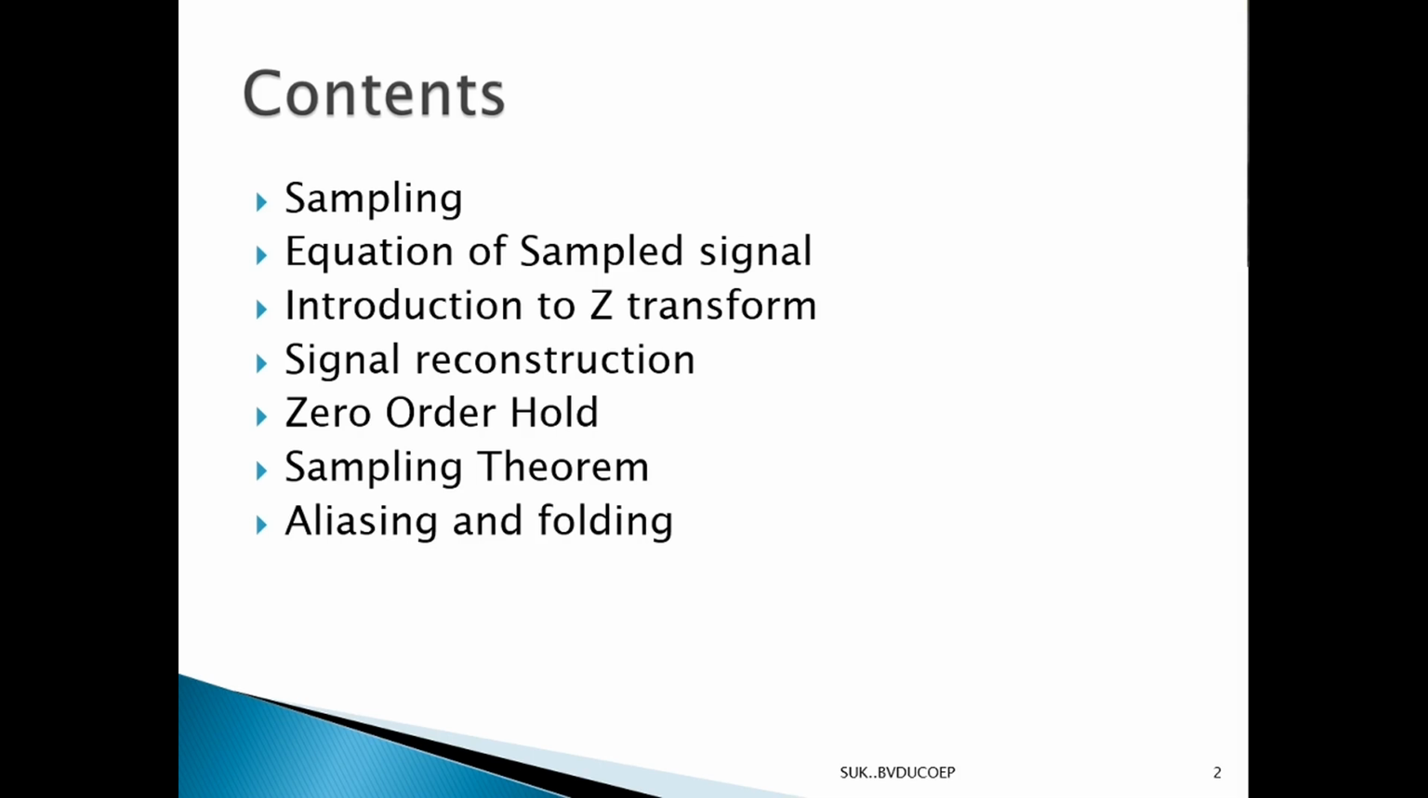Sampling in mathematical terms, then an introduction to Z transform, which you have already studied in second year. When a digital signal is converted again into a continuous time signal, that is reconstruction, then a zero order hold circuit is required. Then you have to understand the correct sampling theorem, and if the sampling frequency is not correct, what phenomena happen, that is aliasing and folding, which you have to study.